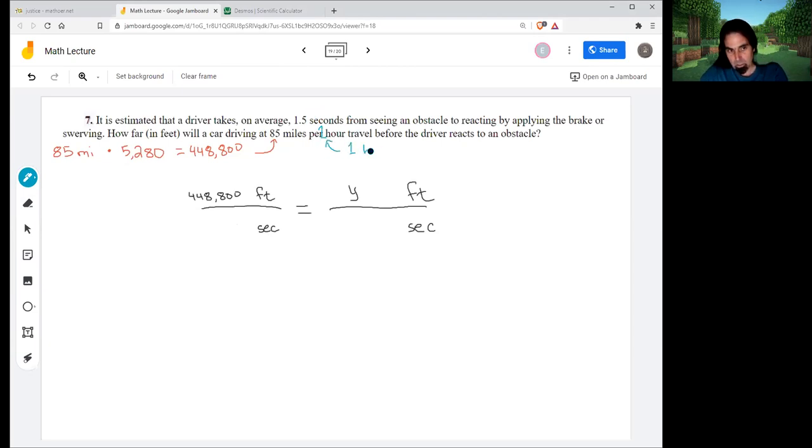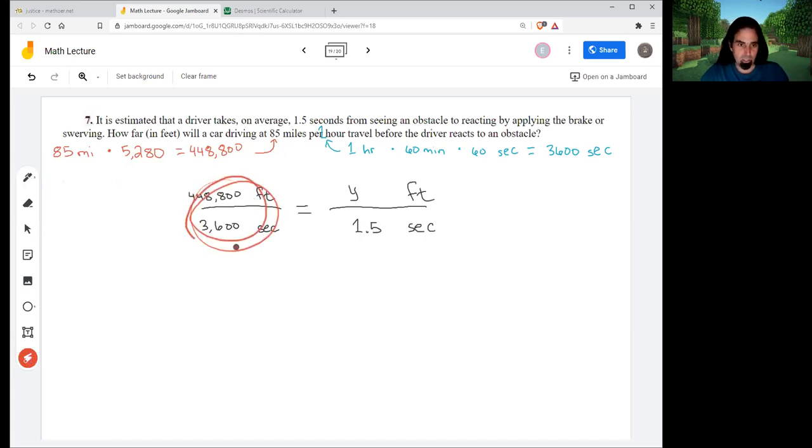So 1 hour times 60 minutes in an hour and 60 seconds. If you needed to write more than me, you can. I'm just sort of squishing it at the top. So 1 hour is 3,600 seconds. Then the other situation has the 1.5 seconds. So this situation is the speed of the car, 85 miles per hour, but we've changed both the 85 and the 1 to something else.